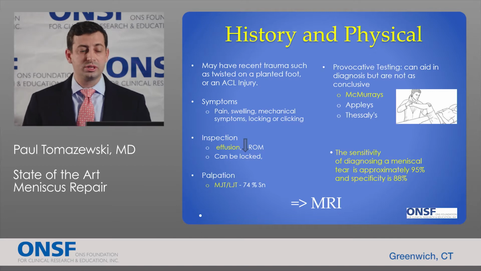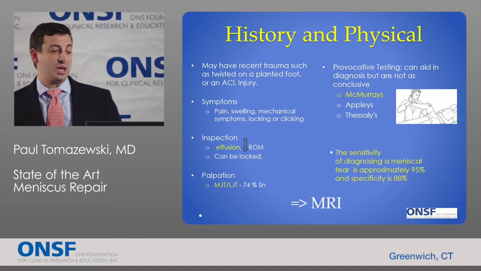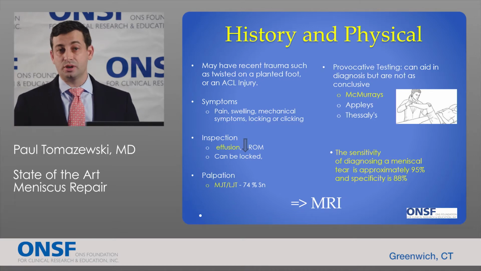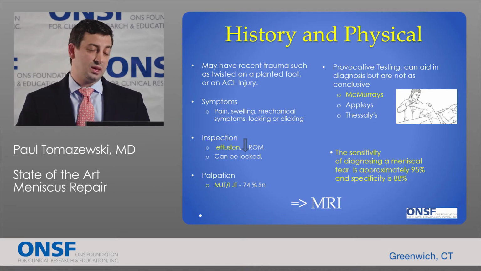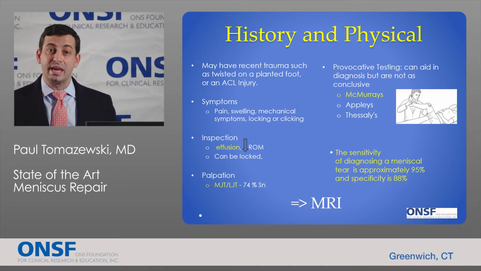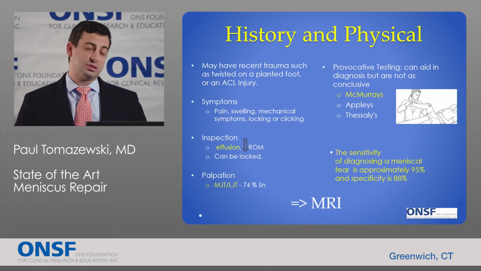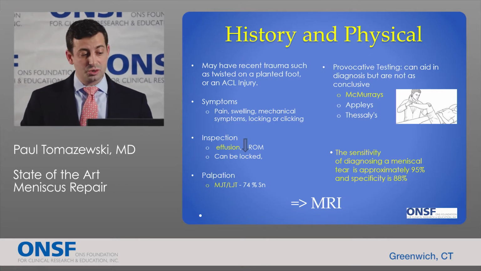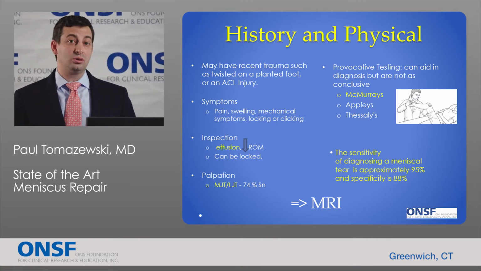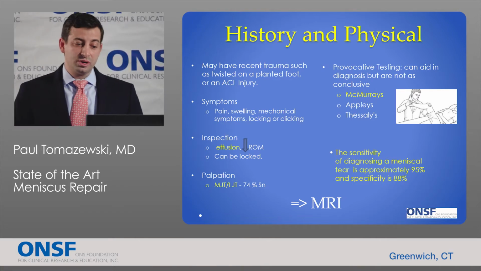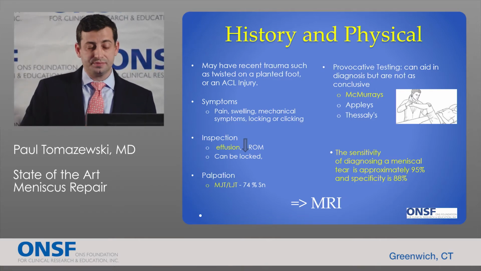So what do we see on normal history and physical exam? They may have had a recent trauma, such as a twisted knee, twisted on a planted foot, or concomitant ACL injury. They have pain, swelling, and may have mechanical symptoms of locking or clicking. They may have an effusion, or a decreased range of motion. They may have medial or lateral joint line tenderness. Some specific testing you can do are McMurray's, Apley's, or Thessaly's test.